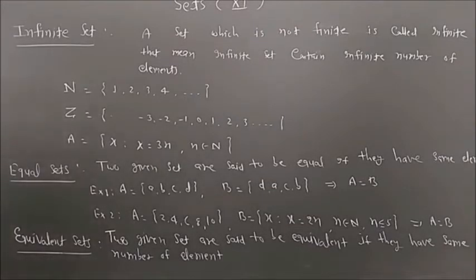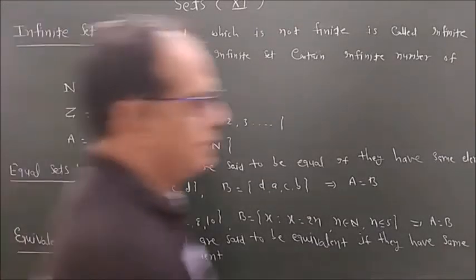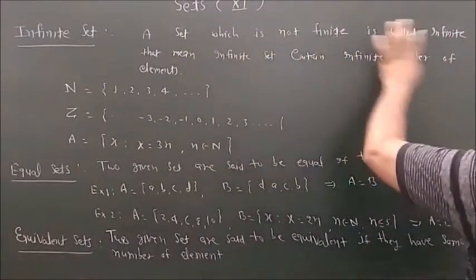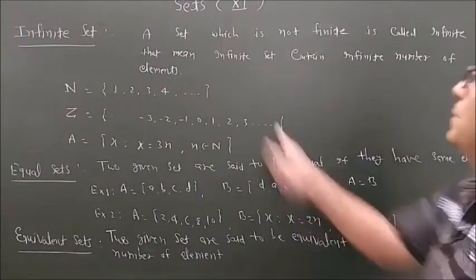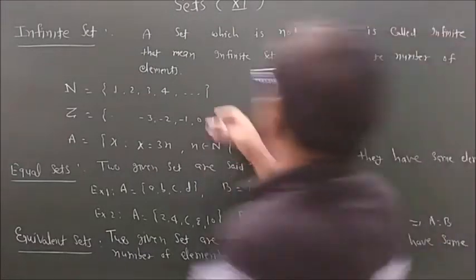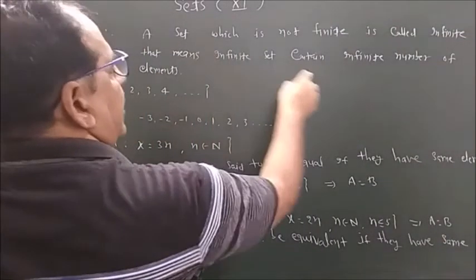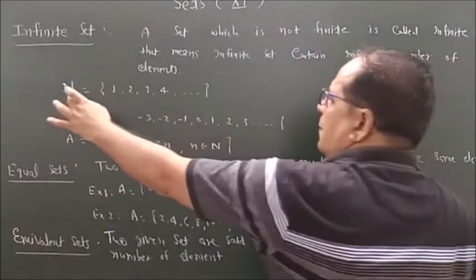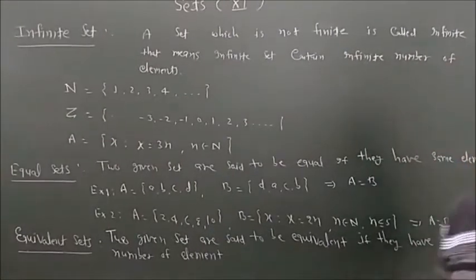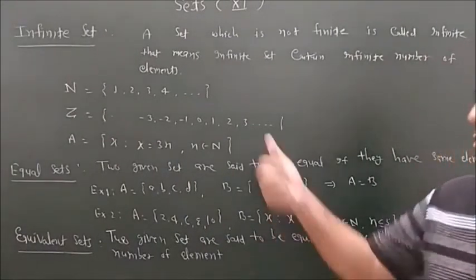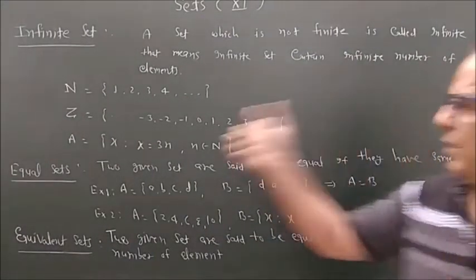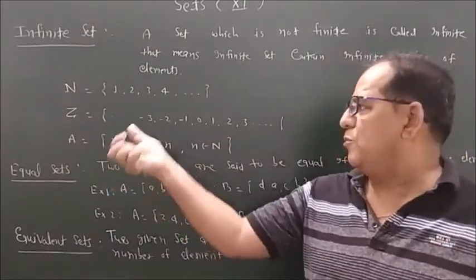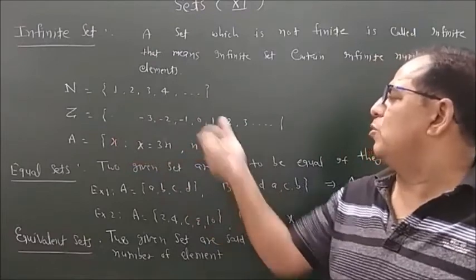Now next definition, infinite set. A set which is not finite is called infinite. That means an infinite set contains an infinite number of elements. For example, capital N indicates the set of natural numbers, that means counting numbers 1, 2, 3, 4 and up to infinity. Z represents the set of integers, that means negative counting numbers, positive counting numbers and 0.